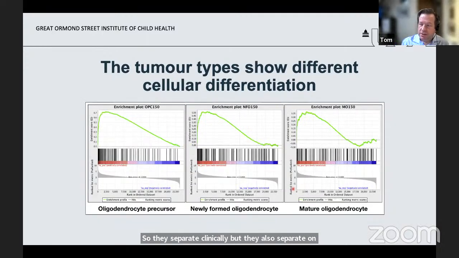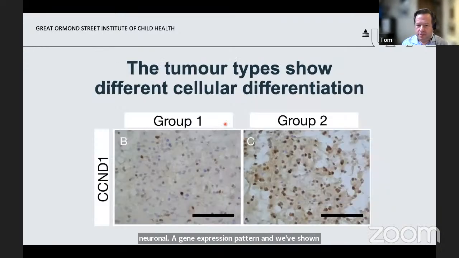If you then look at the expression data and say, well, what's different about these tumours, what differs hugely at the expression level is what cell types are in there. So this is gene set enrichment data from the RNA sequencing comparing to gene sets that identify different types of brain tumours. So the key thing is this green curve. The further it's shifted to the left, the more that cell type is enriched in the group 2 tumours. And what we find is the group 2 tumours have a phenotype of a progenitor for an oligodendrocyte, the myelinating cells in the central nervous system, whereas the group one tumors have an astrocytic and a neuronal gene expression pattern. And we've shown that that's validated at the human histochemical level. This is an oligodendrocyte marker showing much greater expression in the group two tumors.